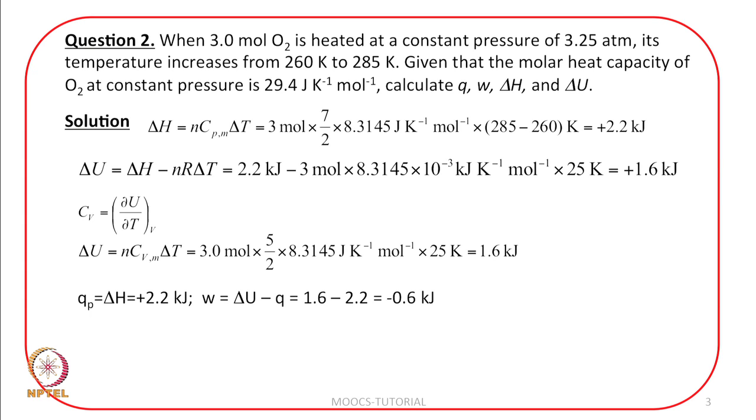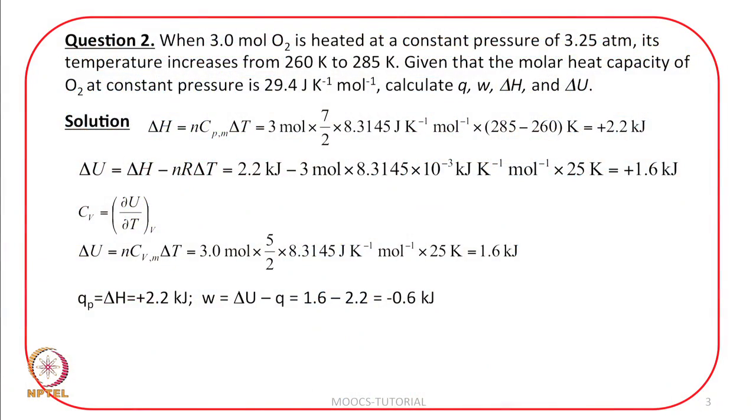Now, Q is equal to plus 2.2 kilojoule, that we have already discussed, because it is a constant pressure process. So, all the heat which is supplied at constant pressure is equal to delta H, and the value of work can be obtained by using the first law, that is delta U is equal to Q plus W, and as seen on the slide, W is equal to delta U minus Q, which is equal to 1.6 minus 2.2 is equal to minus 0.6 kilojoule.